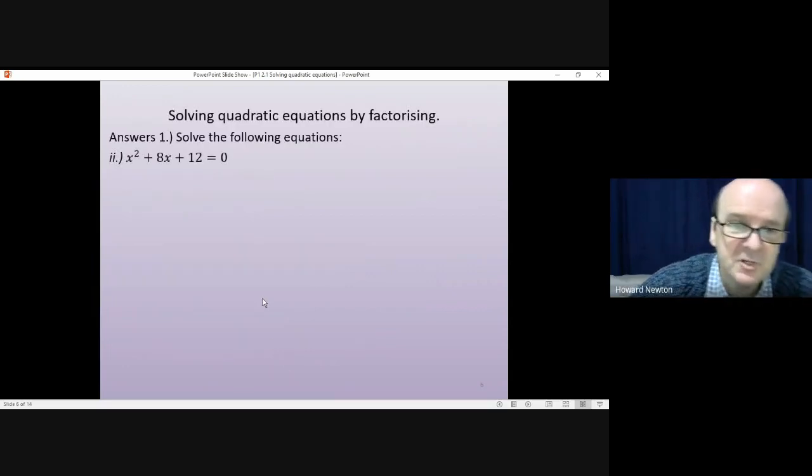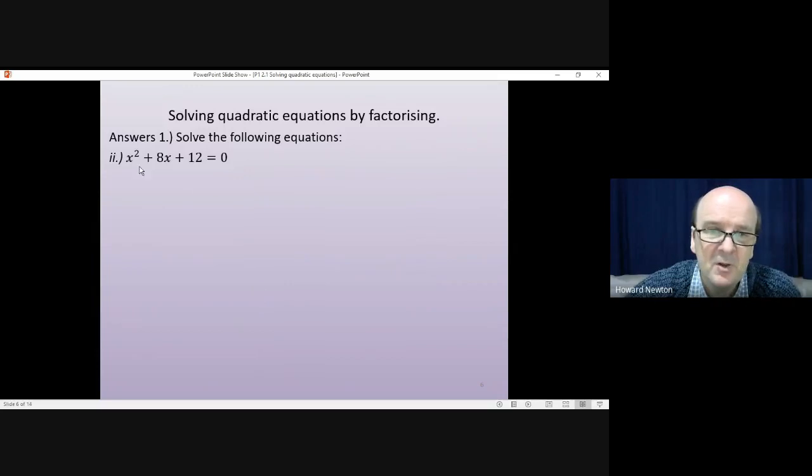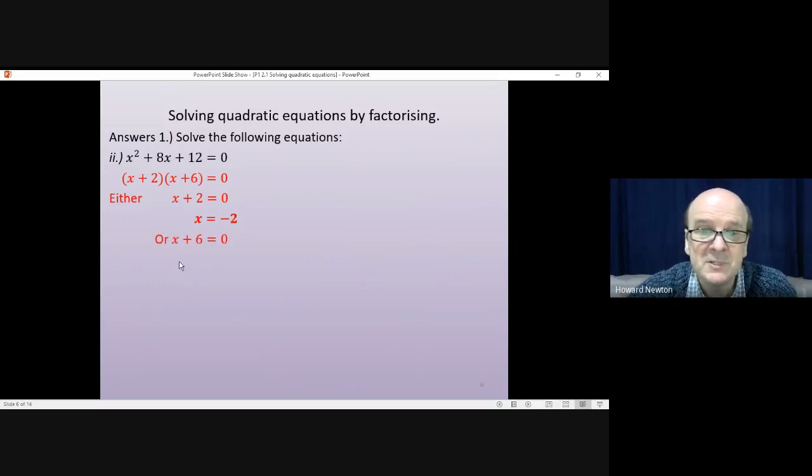So going back to the question, x squared plus 8x plus 12 equals 0. We factorize this into x plus 2 times x plus 6 equals 0. And then there are two possibilities, either x plus 2 equals 0, which gives us x equals minus 2, or x plus 6 equals 0, which gives us x equals minus 6. That's it. Those are the two solutions, x equals minus 2 and x equals minus 6.